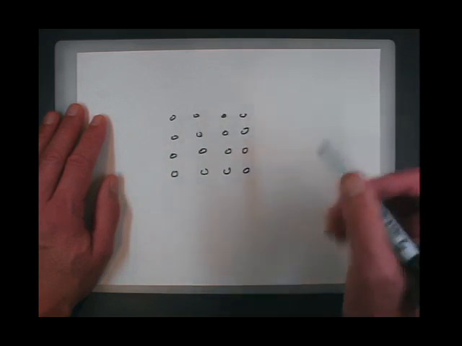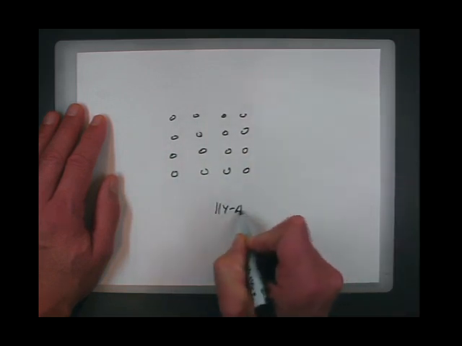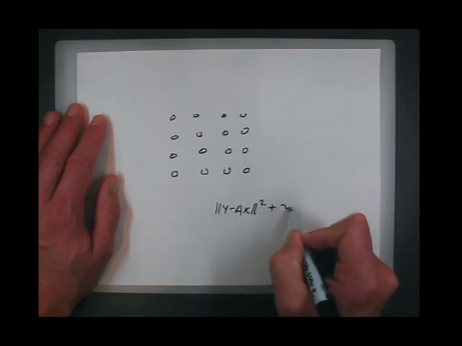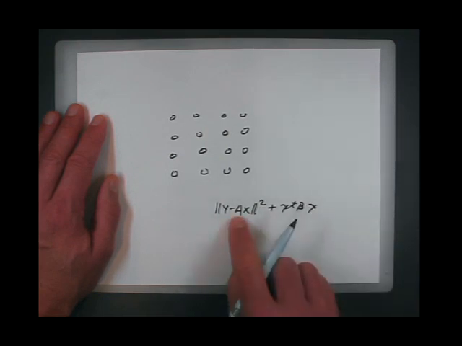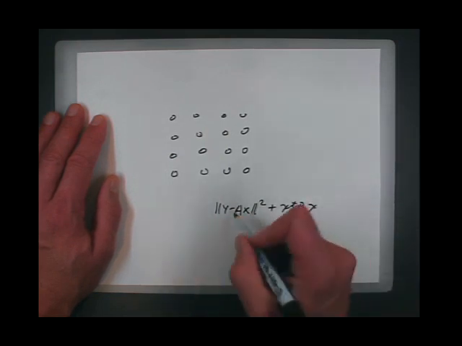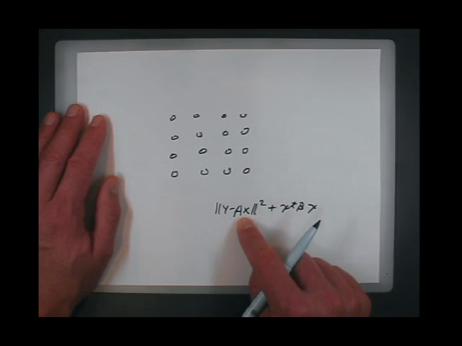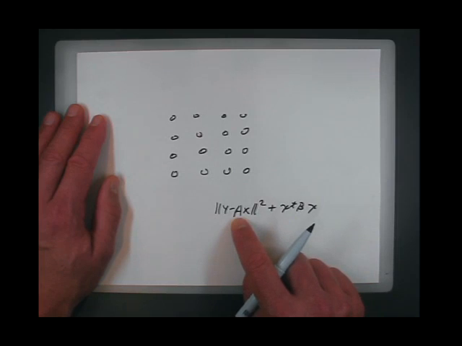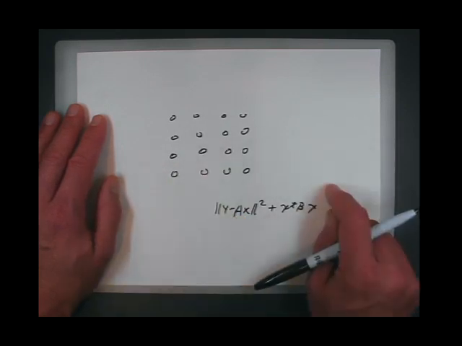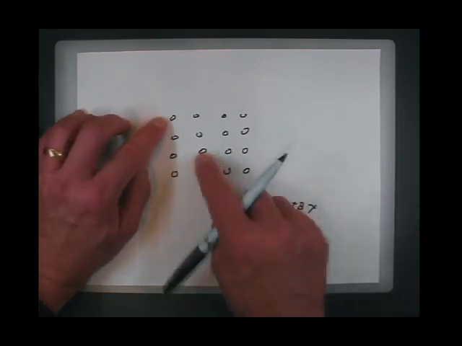In fact, later we're going to talk about solving the problem where it's y minus Ax squared plus x transpose Bx. In a lot of cases, each pixel corresponds to a column of the matrix A, right? And if the inner product of two columns of the matrix A is non-zero, then order will matter in that case too, because one pixel can affect the other one.